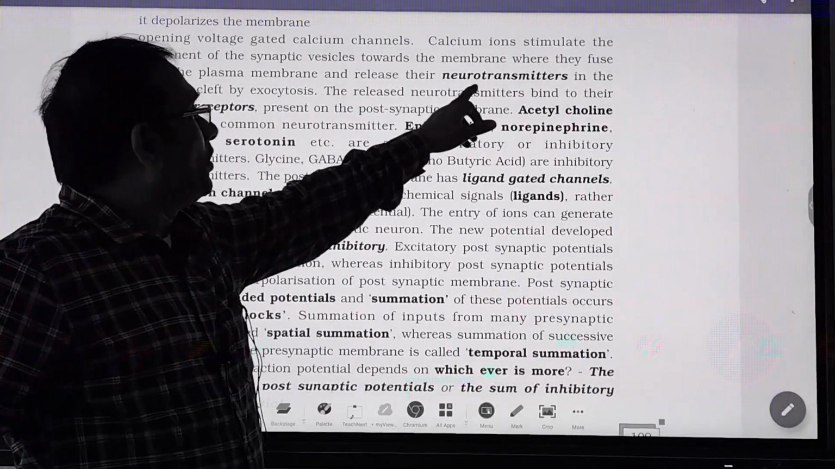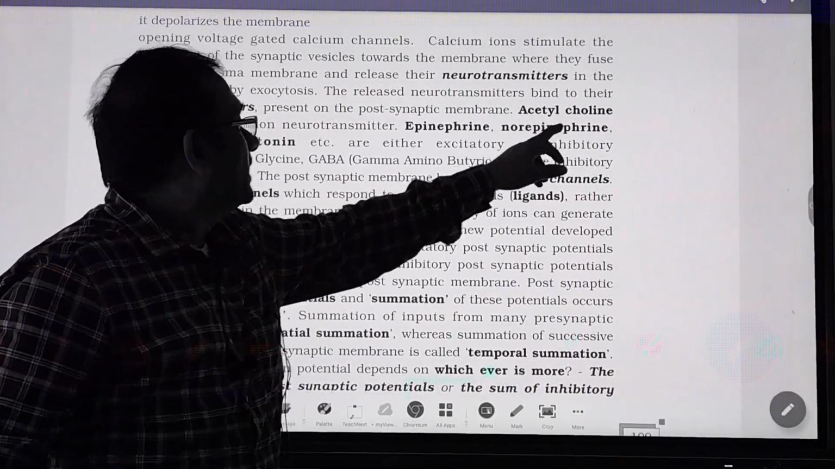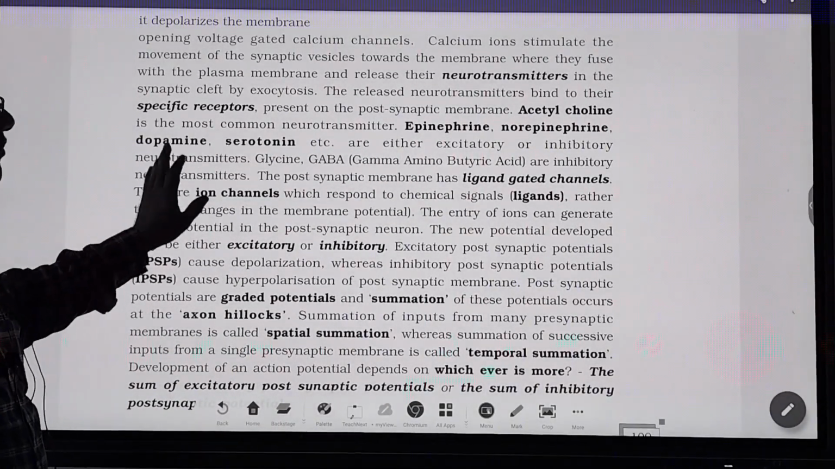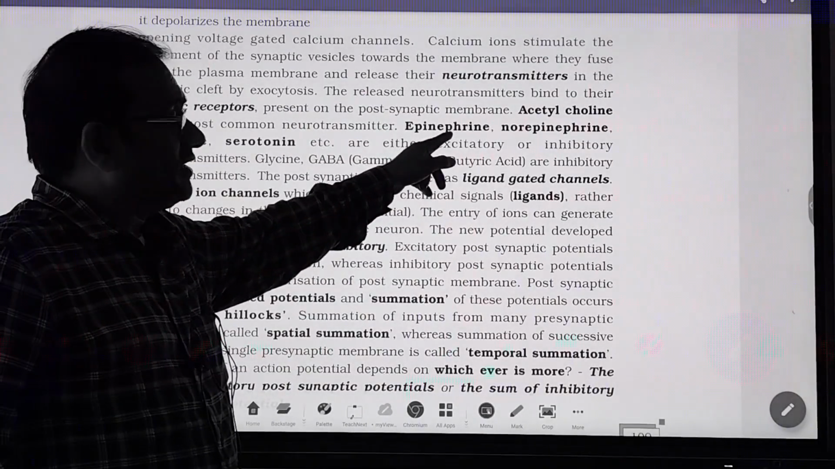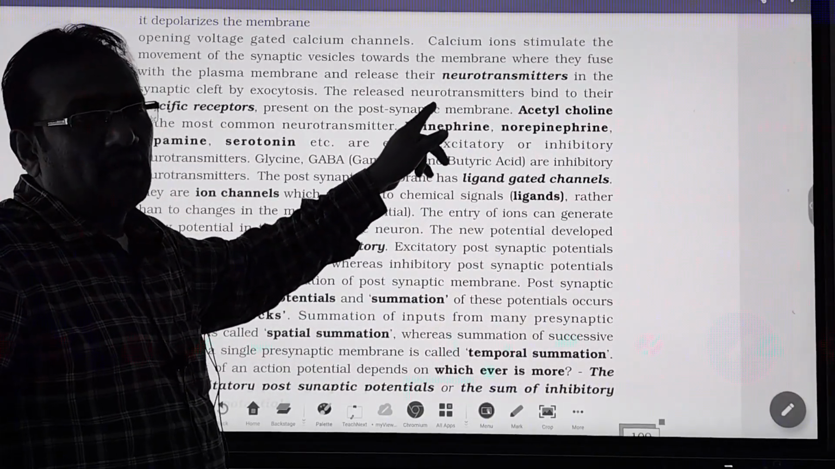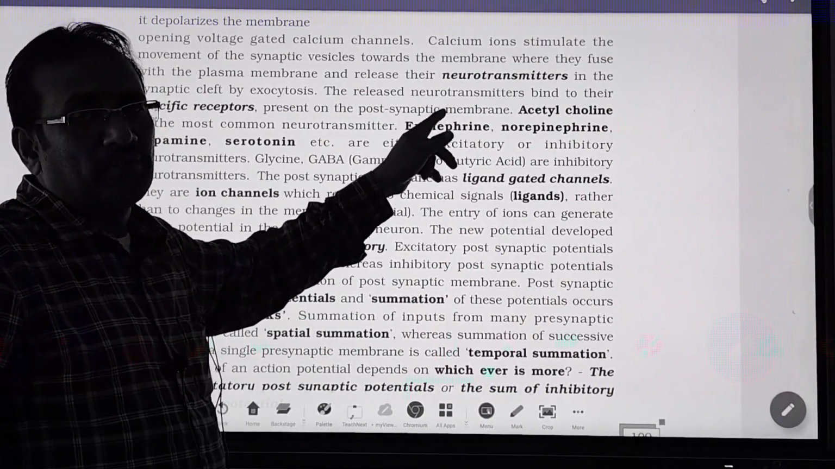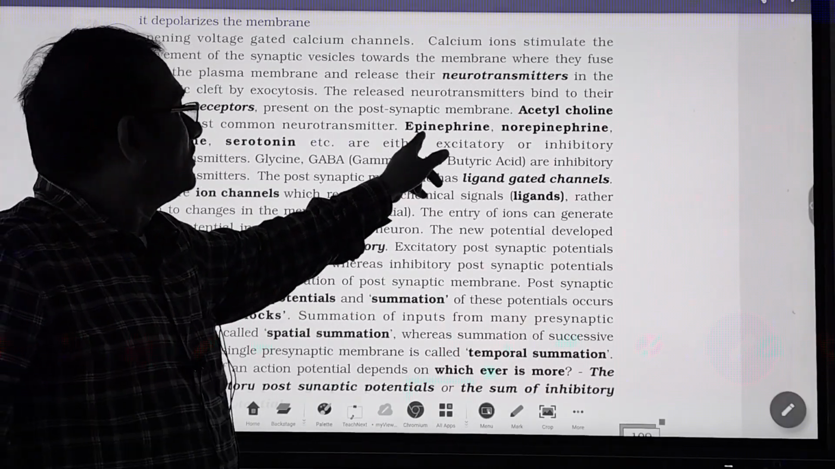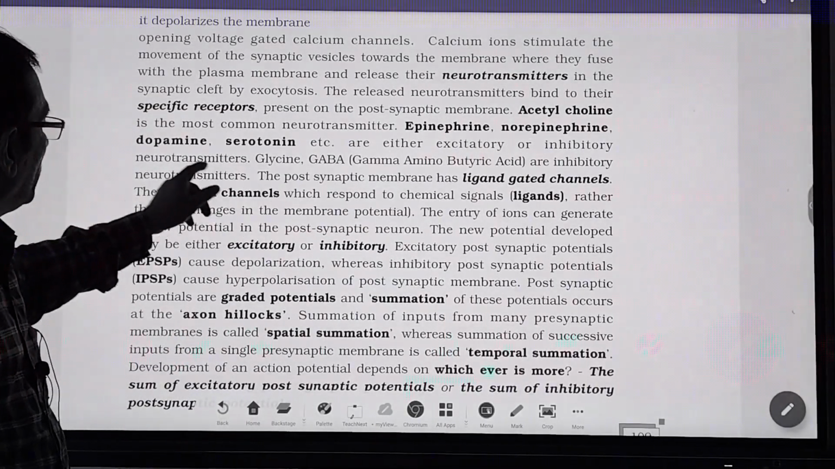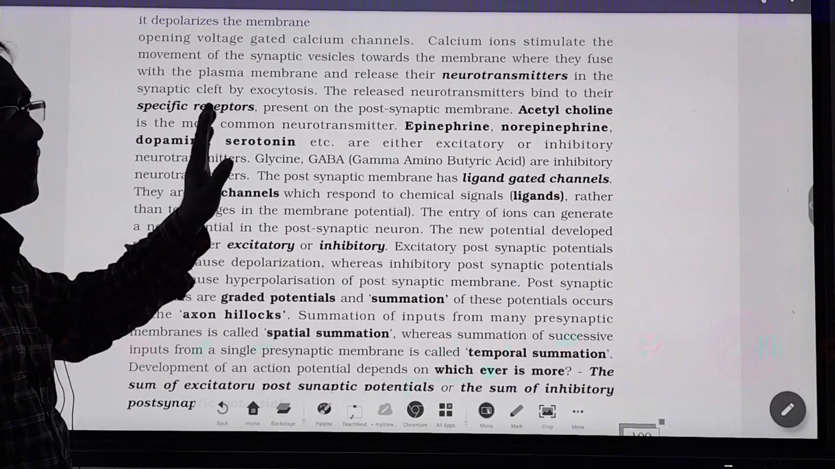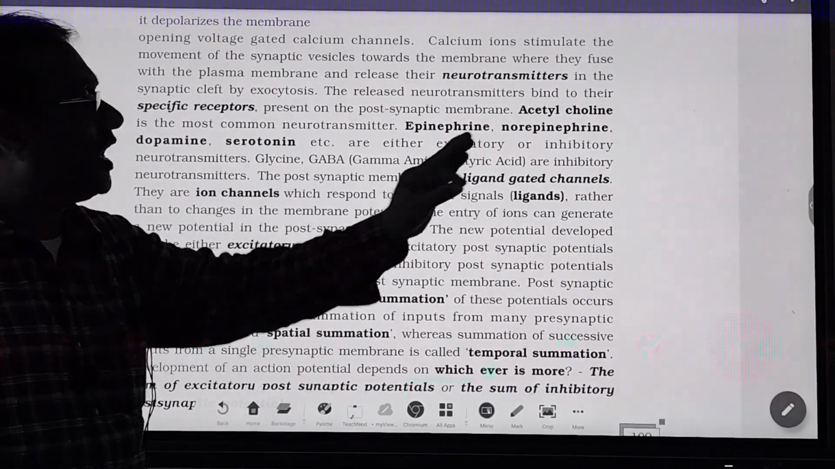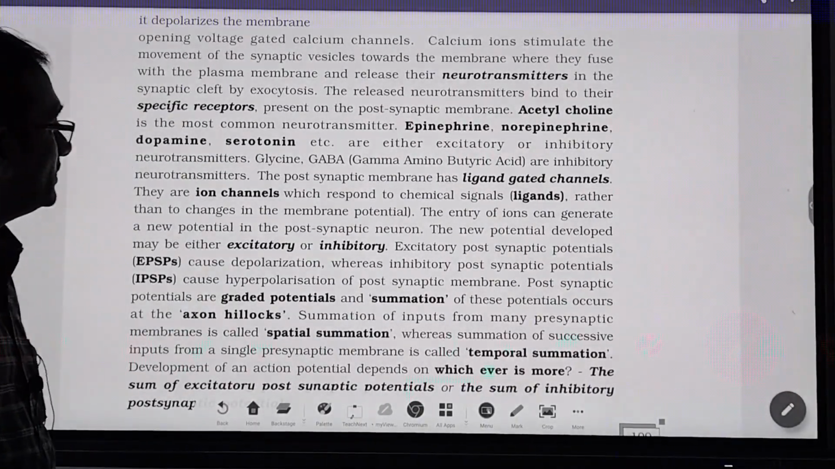The best known neurotransmitter is acetylcholine, the most common one, and also epinephrine, nothing but adrenaline, which the adrenal gland releases as a hormone. So epinephrine, norepinephrine, dopamine, serotonin are other neurotransmitters, but the most common is acetylcholine.